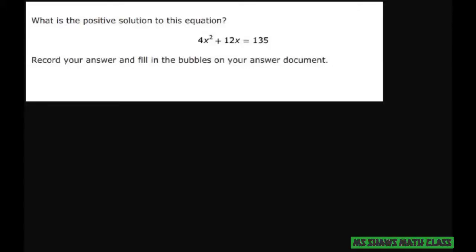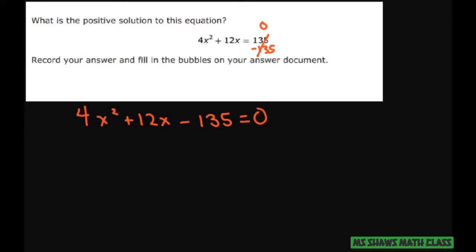Everyone, what is the positive solution to this equation? We have 4x squared plus 12x equals 135. So the first thing I'm going to do is subtract 135 from both sides of the equation. And that's going to give you 4x squared plus 12x minus 135 equals 0, because that would be 0 and you just subtract it there.